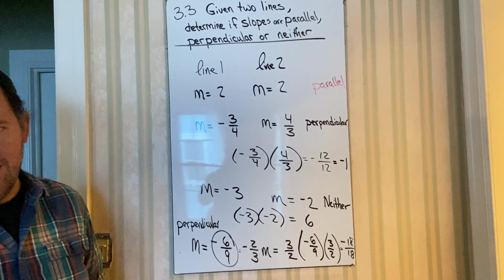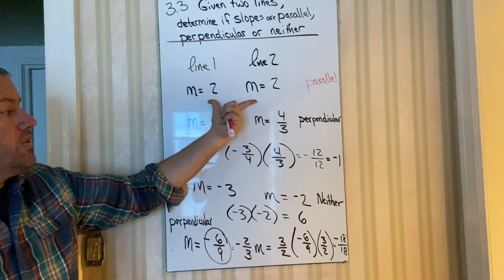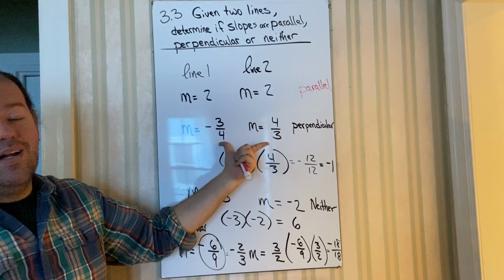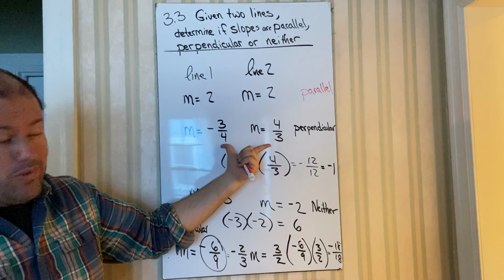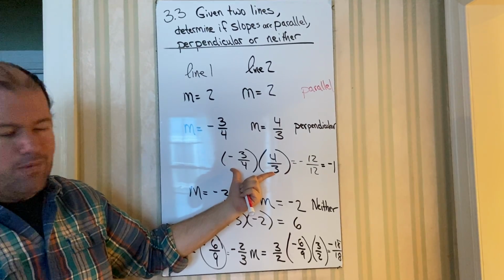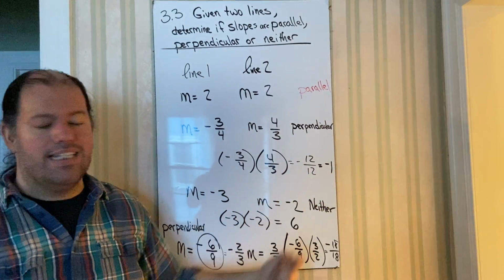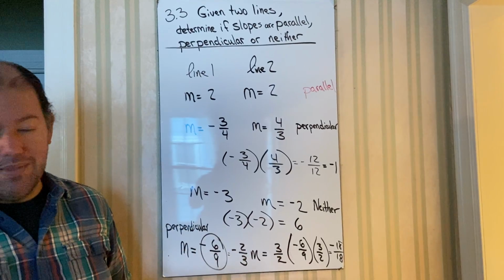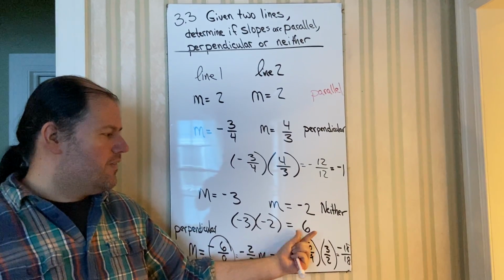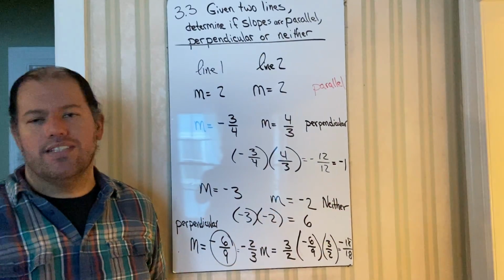So as long as you see the two slopes are identical, you can always say parallel. If the two slopes are opposite signs and reciprocals, you can say perpendicular. Or multiply the two slopes. If you multiply the two slopes and you get -1, then it's perpendicular. If you multiply the two slopes and you get any other number besides -1 and the two don't match, then you can say it's neither.